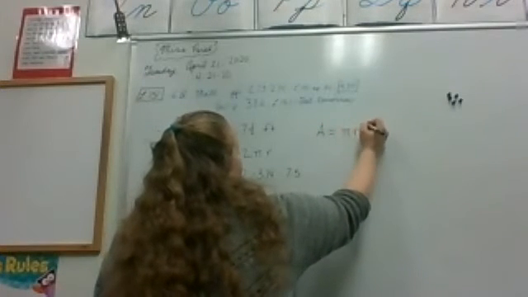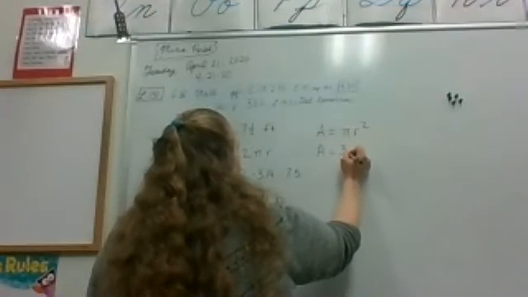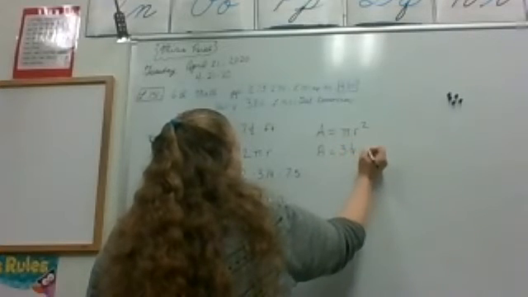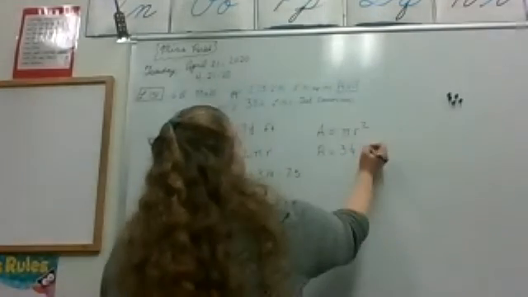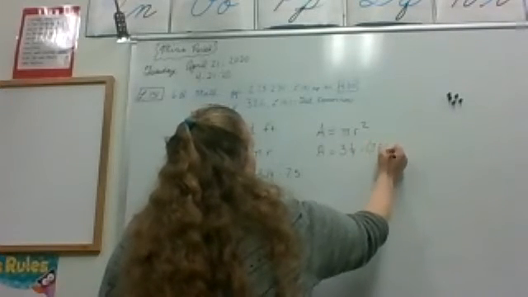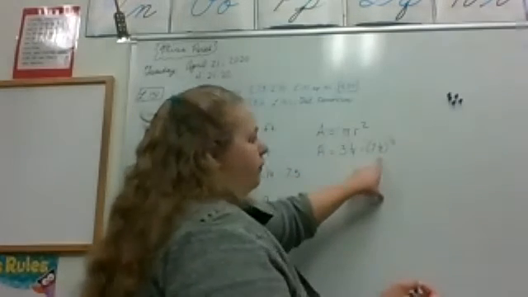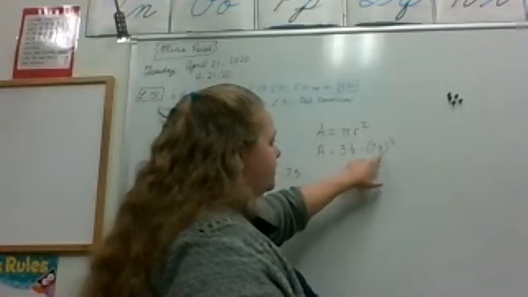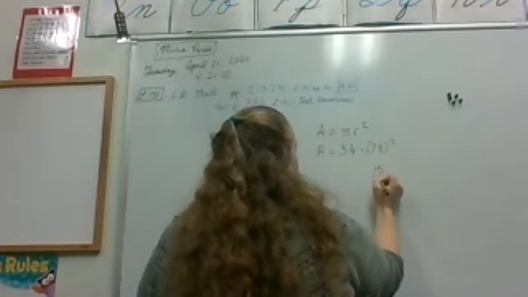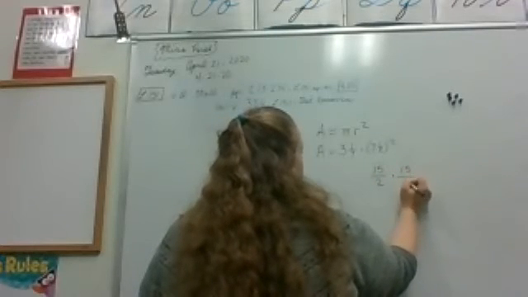Area equals pi times r squared. So pi is, this time I'm going to use the fractions, 3 and 1/7, and we're going to do times 7.5, and we're going to square it, okay? So we got to make this an improper fraction. 2 times 7 is 14, plus 1 is 15, so 15 over 2 times 15 over 2, okay?